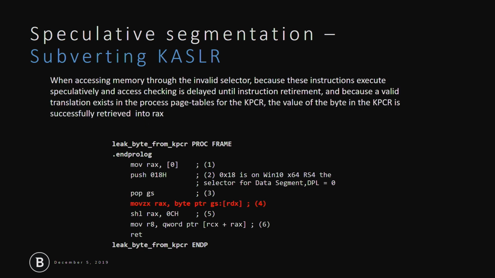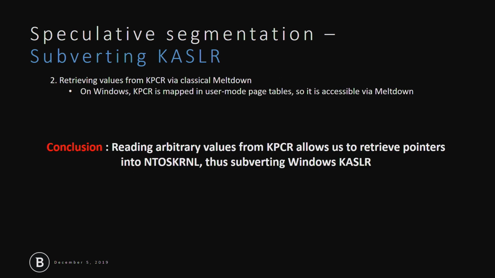Instead, when accessing memory through the selector that is invalid in ring 3, because these instructions execute speculatively and access checking is delayed until instruction retirement, and because a valid translation exists in the process page tables for the KPCR on Windows, the value of the byte in the KPCR is moved into RUX, and then further used in the classical flush and reload, lines 5 and 10. So, in conclusion, reading arbitrary values from the KPCR allows us to retrieve pointers inside the NTOS kernel, thus subverting Windows KASLR.